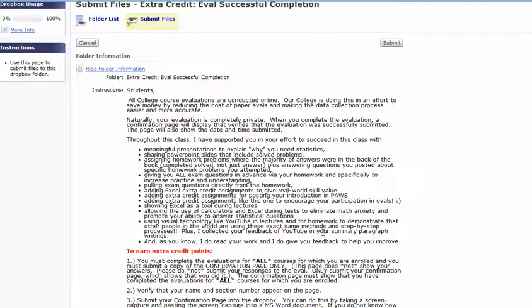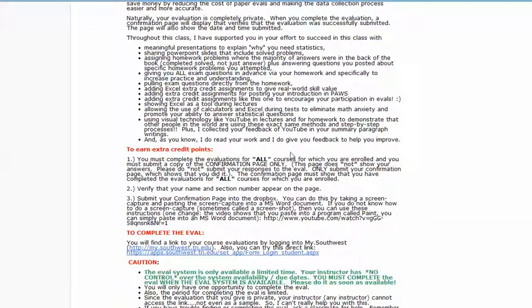So in other words, on that successful completion sheet, what I call the confirmation page, your name will appear at the top. Then you'll see the list of your courses, and in the column that says evaluation taken, for each one it must say yes, thank you.